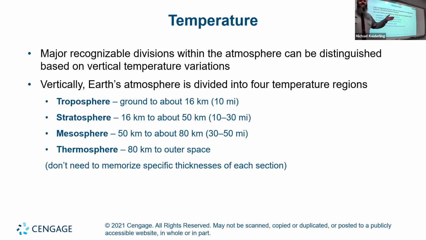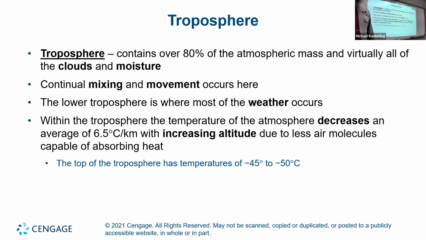And then lastly, there is the outermost layer, the thermosphere, from about 80 kilometers to outer space, which is basically directly heated by the sun. And so that region is where it warms again. You don't need to memorize the specific thicknesses. You just need to be able to tell the variation in temperature.